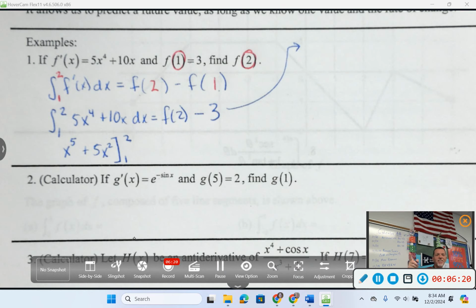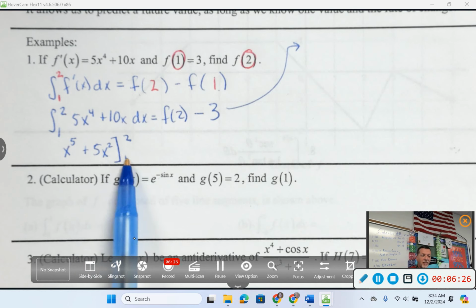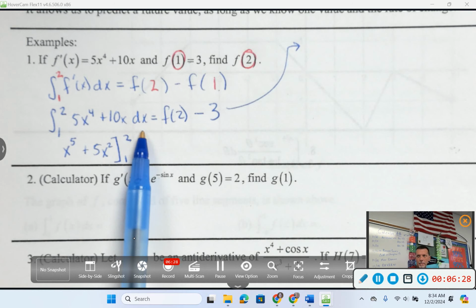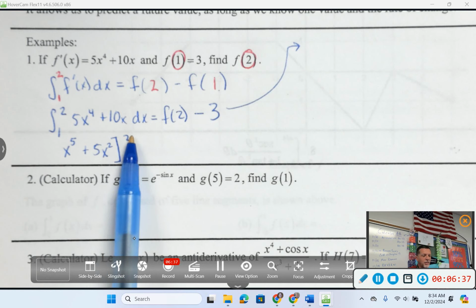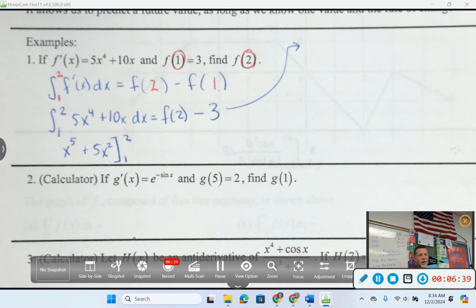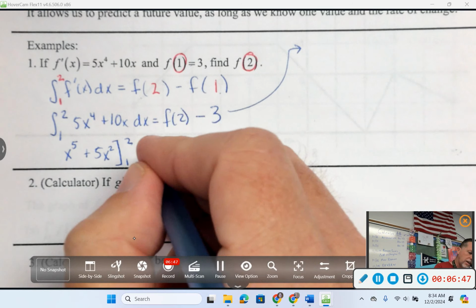That's a good question. Why do I not have a plus c on this particular problem? Because it's definite. There's limits there. You good there? By the way, if you included a plus c, eventually it'll go away, because if you plug in the 2 minus plug in the 1 and you have c in both of those, you're going to have c minus c, they'll cancel each other out. So it wouldn't be wrong if you put it in there, but eventually it's going to go away.